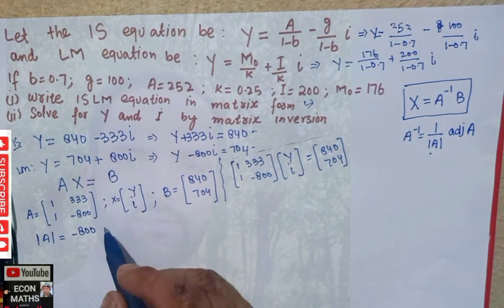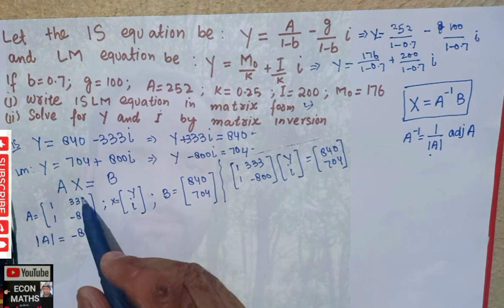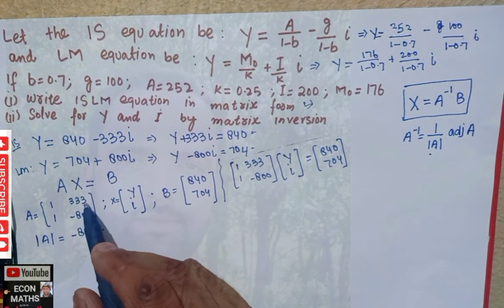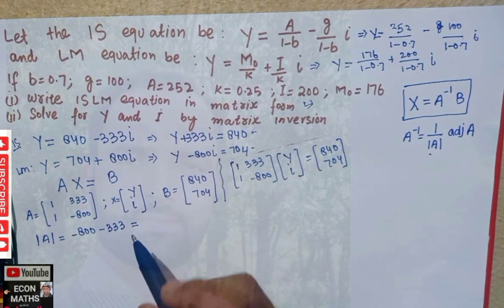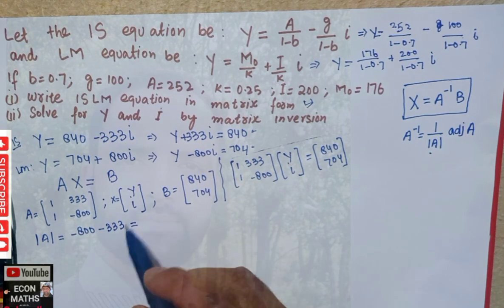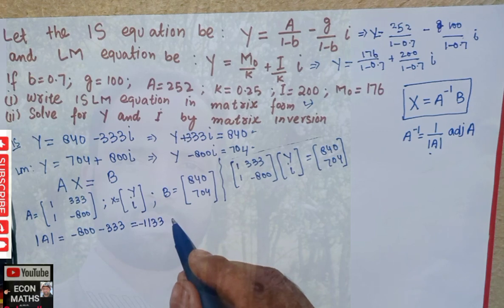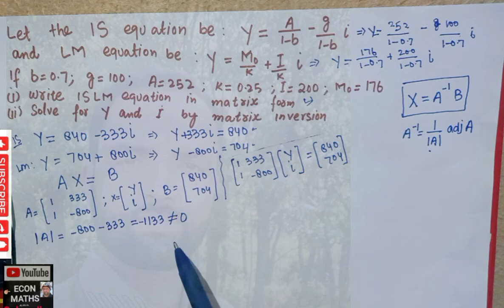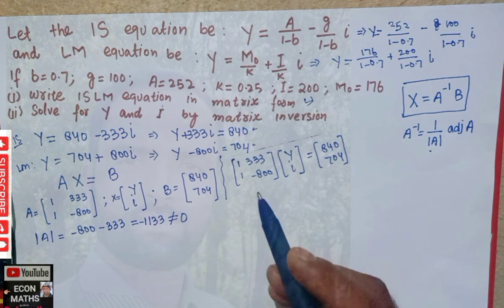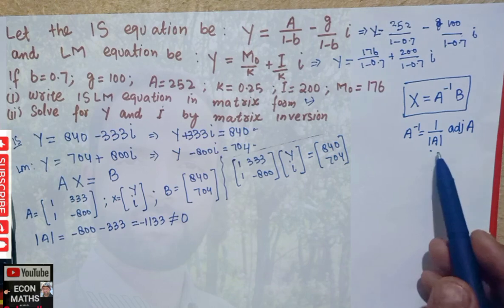Then we have minus 1 into 3, then we multiply these two elements. So this is 333 times 1, which is 333, which comes out to be 1133, but negative, and it should not be equal to 0. Here we can see it is not equal to 0. If it was 0, then we cannot solve this very system of equation, or rather our solution would not have been feasible. So we got this A.